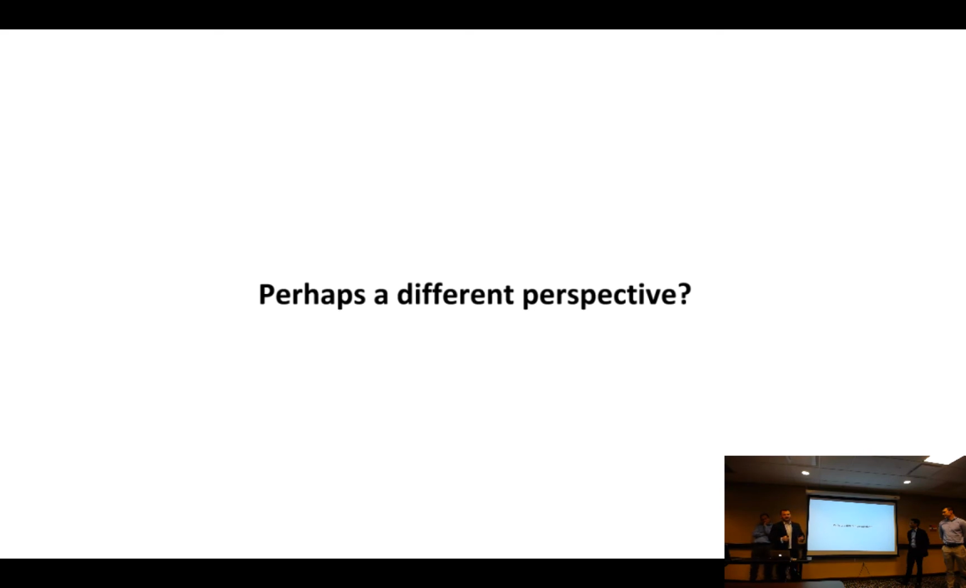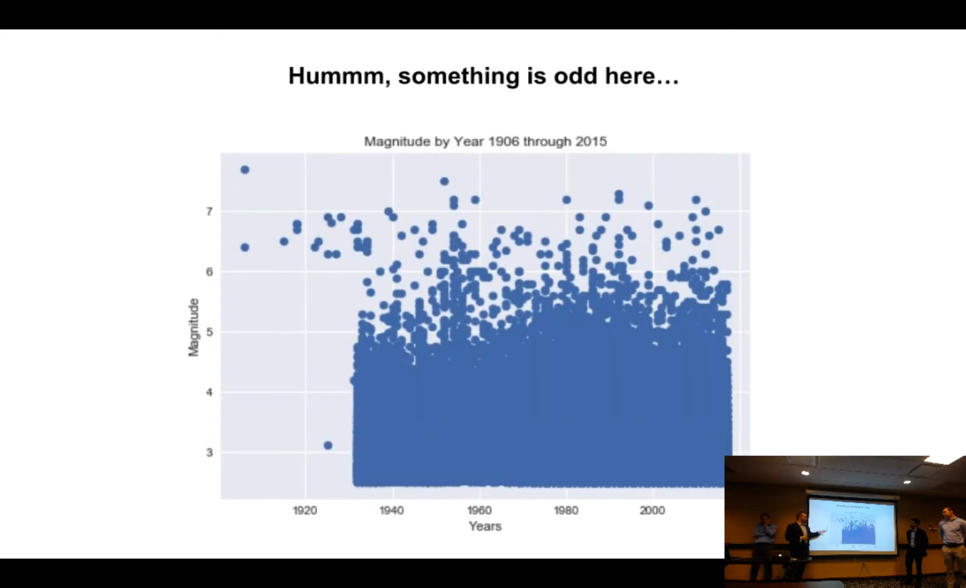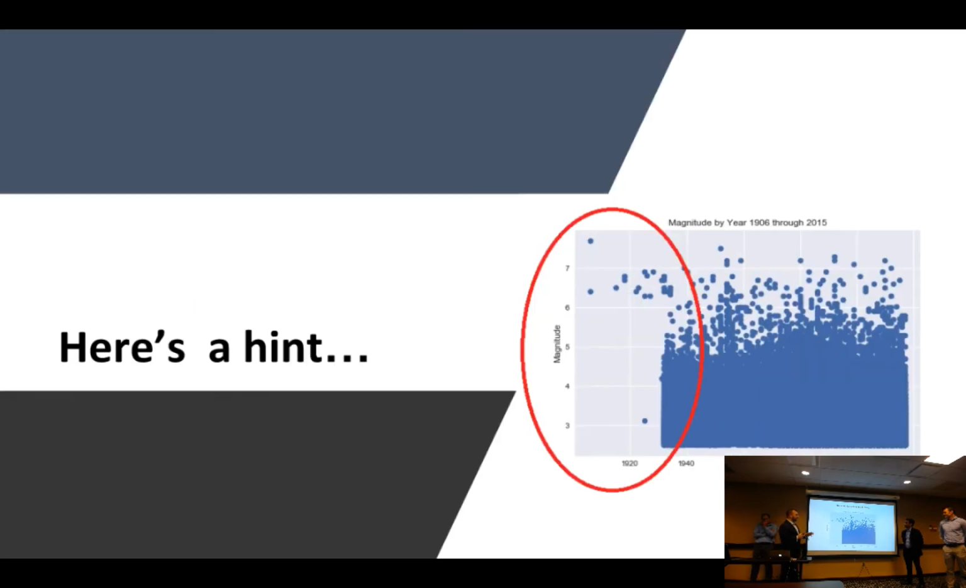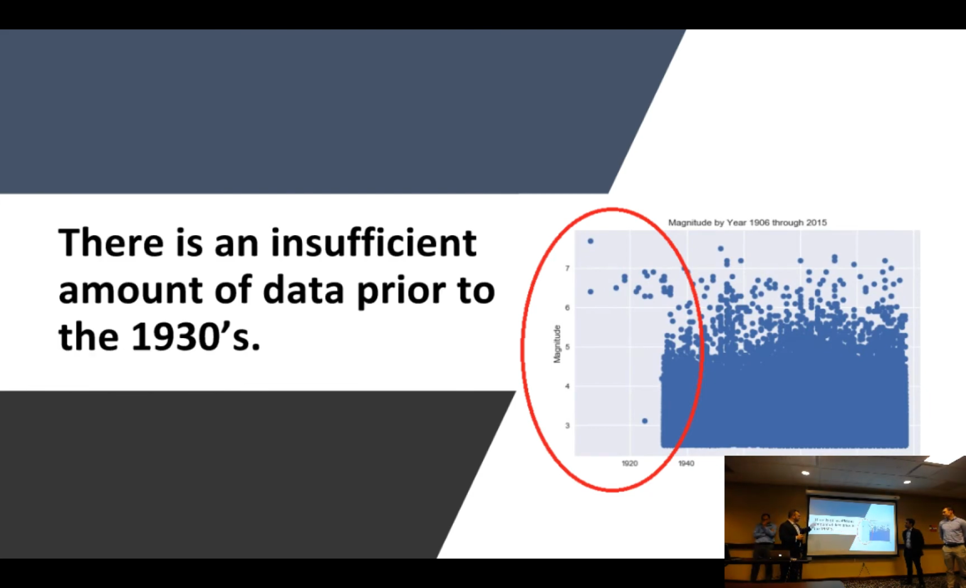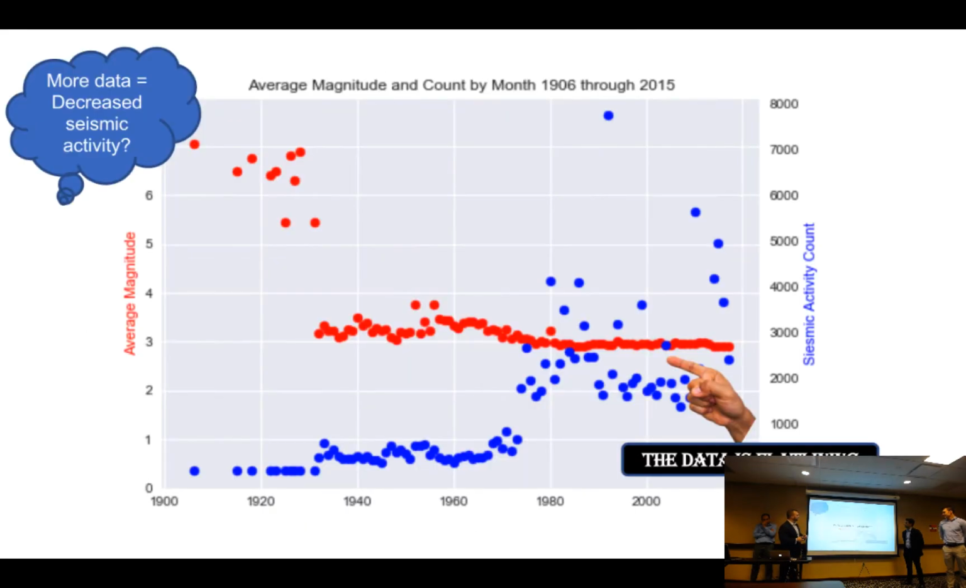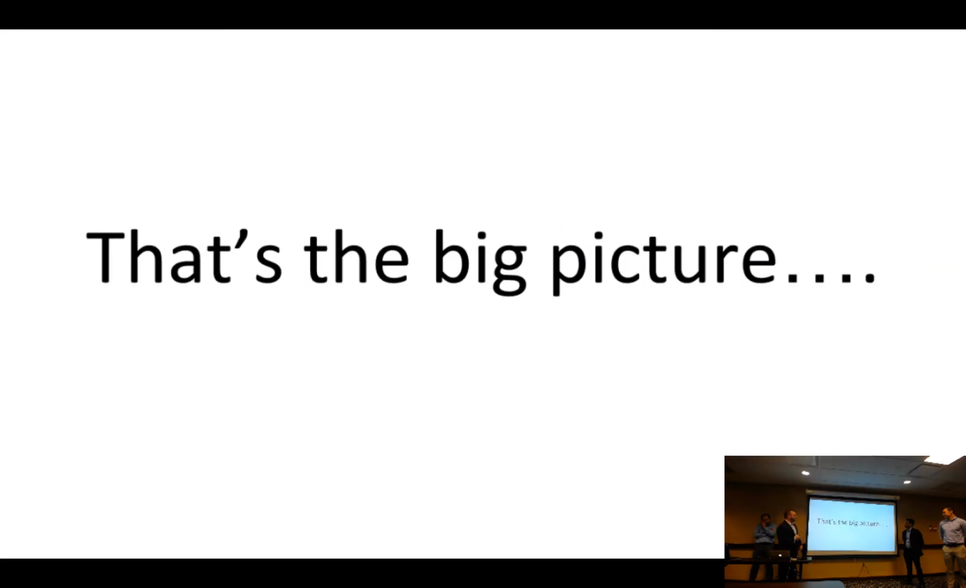So perhaps we need to take a different perspective. Here we forgot about the averages, and we just plotted seismic activity by the magnitude year over year, but something looked a little weird here. I'll give you a hint. Anyone? No? There's an insufficient amount of data prior to the 1930s. So as we saw back in this slide, we saw a higher magnitude because there's just less data, and it normalized as you went forward. So that's the big picture. I'm going to turn it over to Jeff, and he's going to drill down into more of the details. Drill down, I like that.